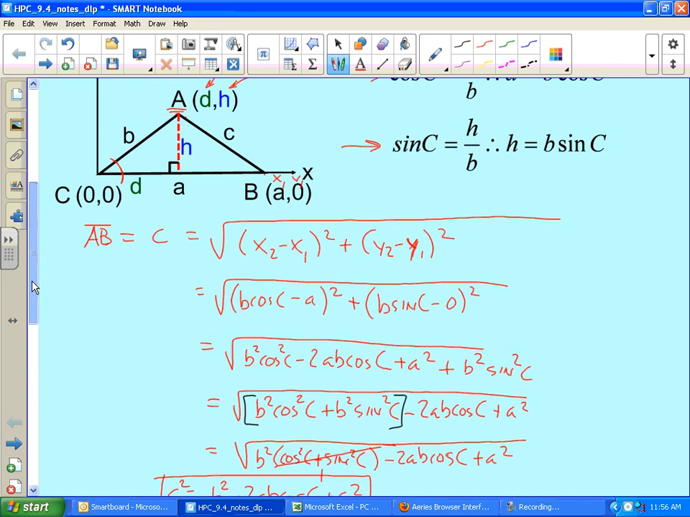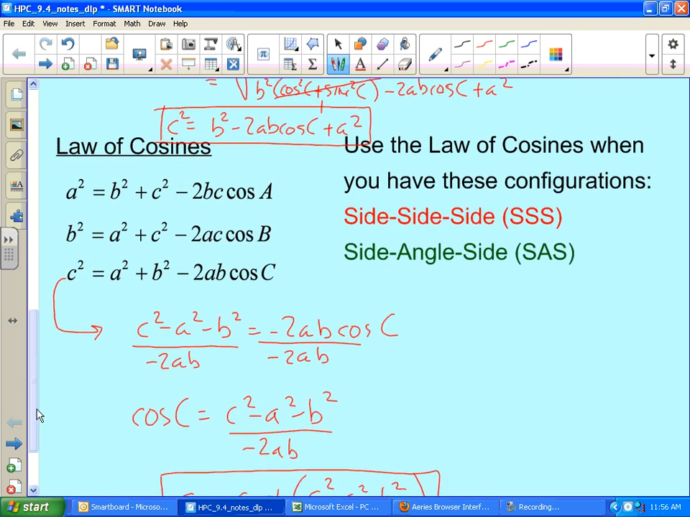So here they are, our 3 law of cosines, just like we had for law of sines. We had 3 different ways you could express it depending on the angle that you had. It's the same thing for law of cosines. If I knew angle A, I'd set it up this way. If I knew angle B, I'd set it up the second way. If I knew angle C, I'd set it up the third way. Or, if I didn't know any of the angles and I just knew all the sides, then I'd pick one of those to set it up. So side-side-side configuration, or side-angle-side, is when I'm going to use the law of cosines.